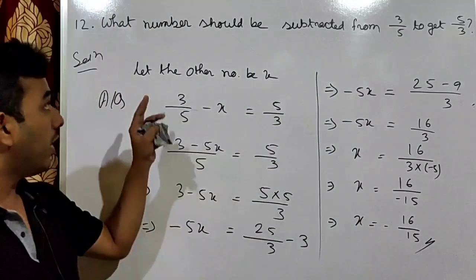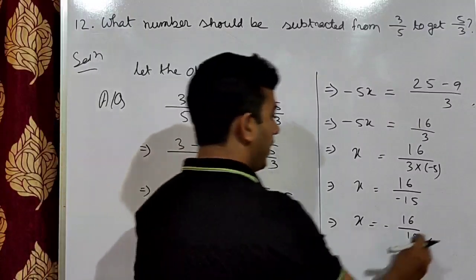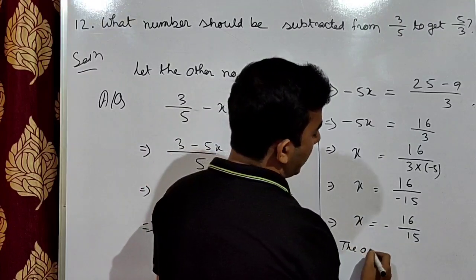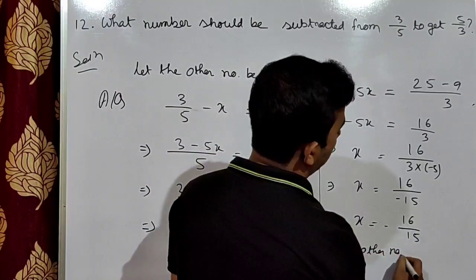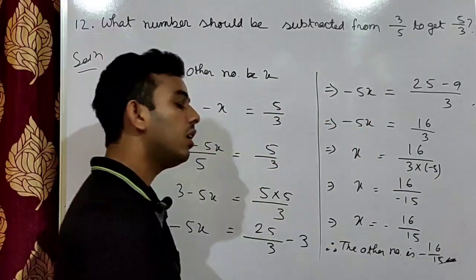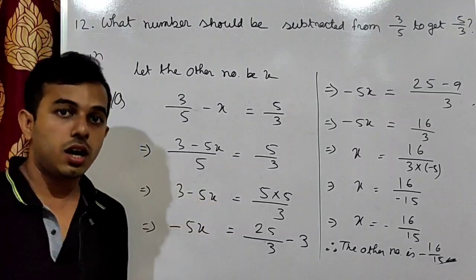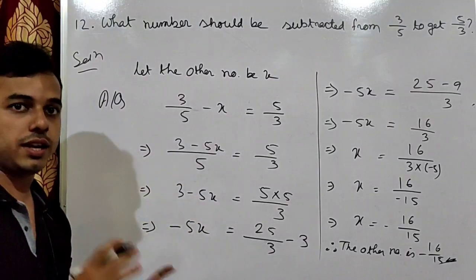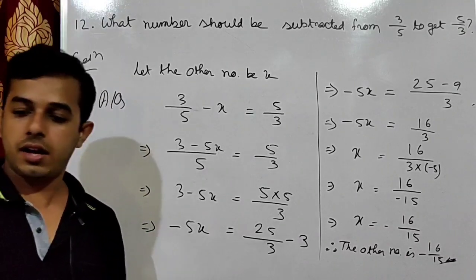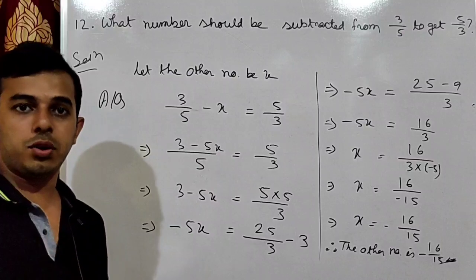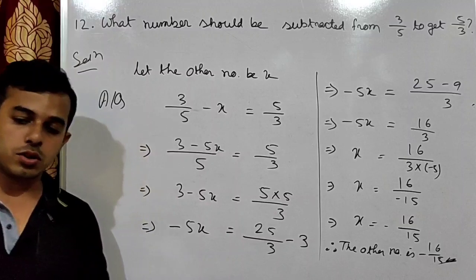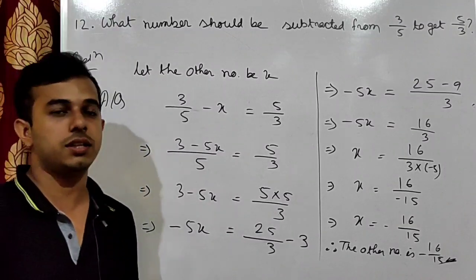So what is x? x is the other number, right? So let's write: therefore, the other number is minus 16 by 15. I hope this is clear to you, how to get another number when we subtract a number from a particular number, and also how to find what should be added to a particular number to get another number. Very good. So now let's move to our next question, question number 13.